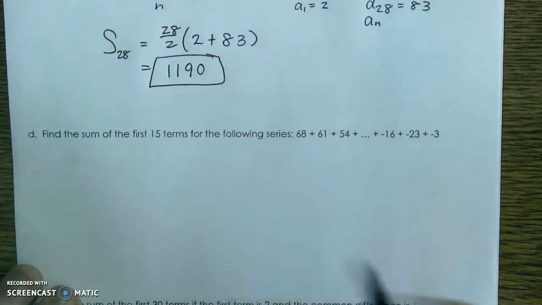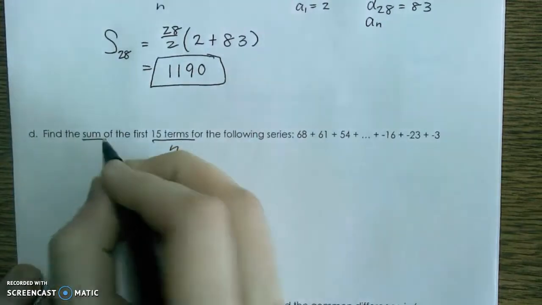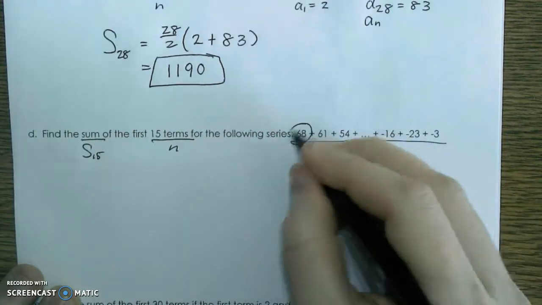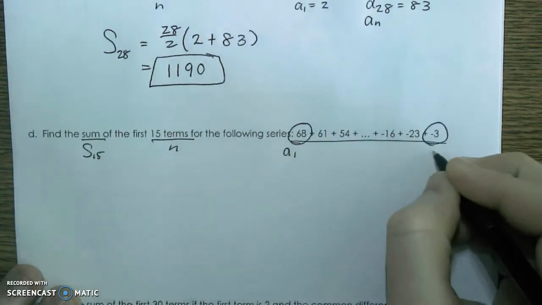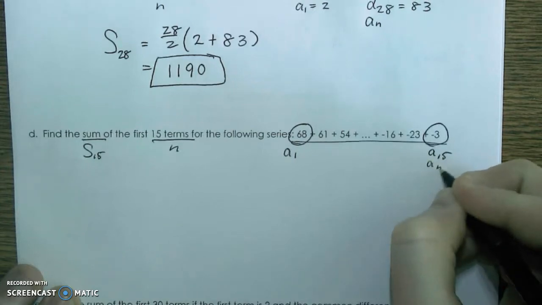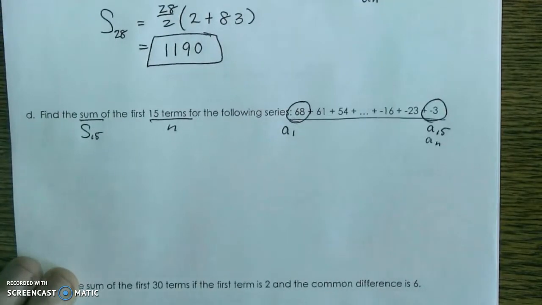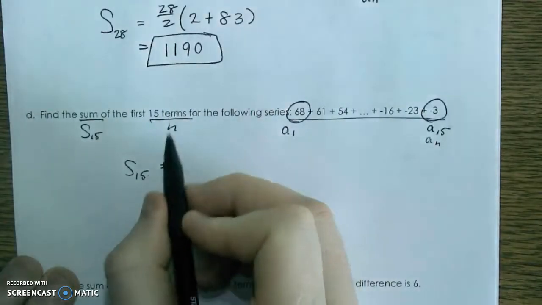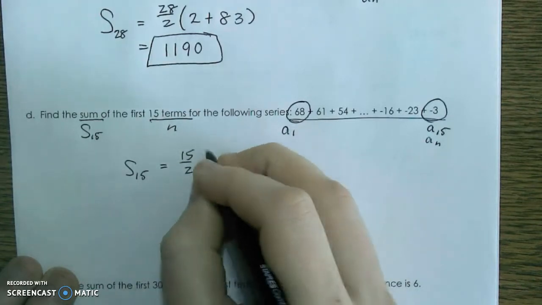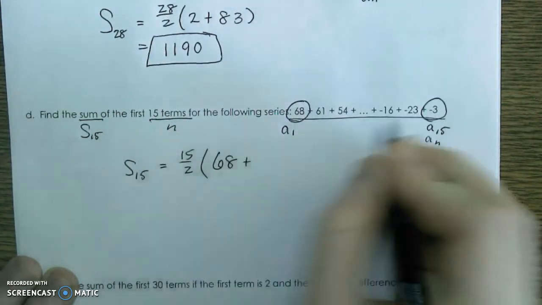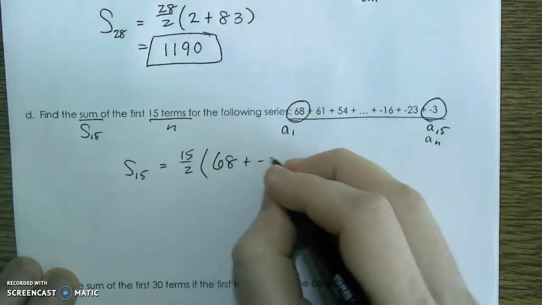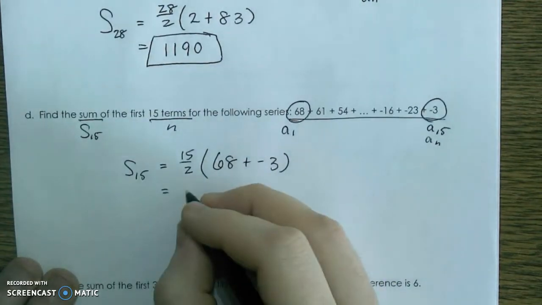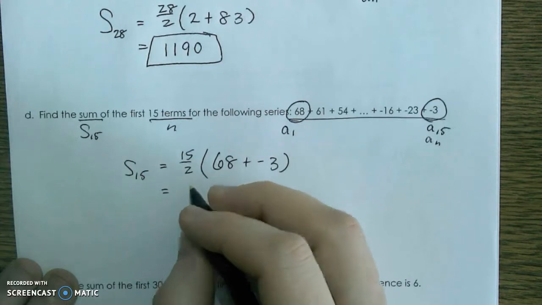For D, find the sum of the first 15 terms, so that's n. Sum, we're looking for S sub 15. And then they gave us the sequence. So they're giving us a1, and they're giving us a sub 15, or you could think of that as a sub n. So they give us what we need. S sub 15 is n divided by 2 times a1 plus a sub n, or a sub 15. So we add that, multiply by 15 over 2, and we get 487.5.